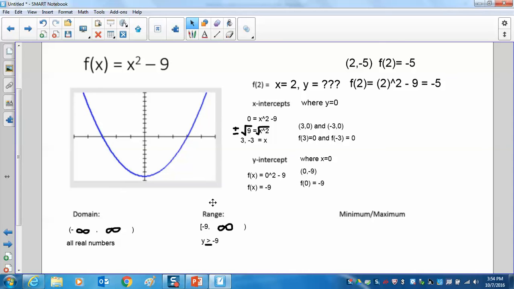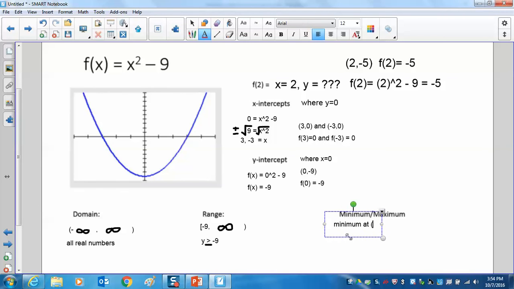That's our range. So our minimum and our maximum. Our graph has a minimum point right down here. That minimum point is the ordered pair (0, -9). We don't have a maximum because our graph goes up forever.